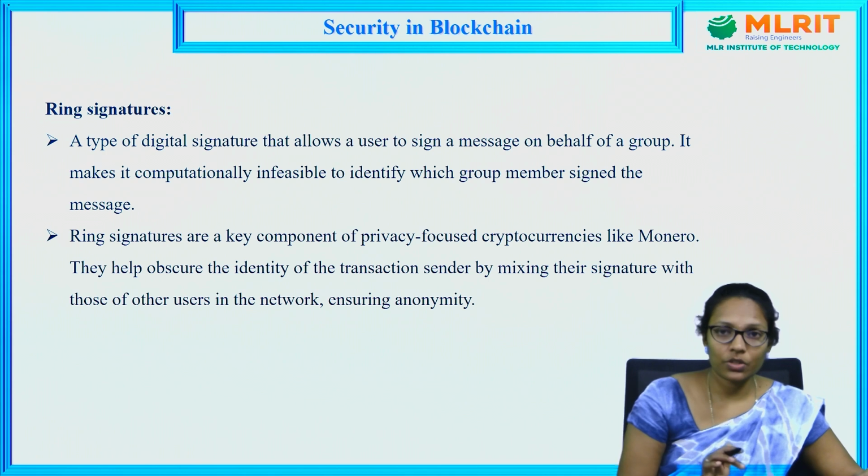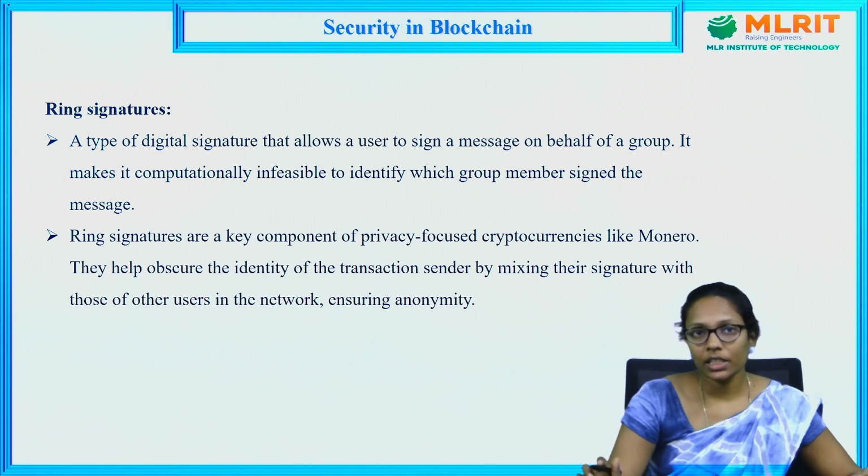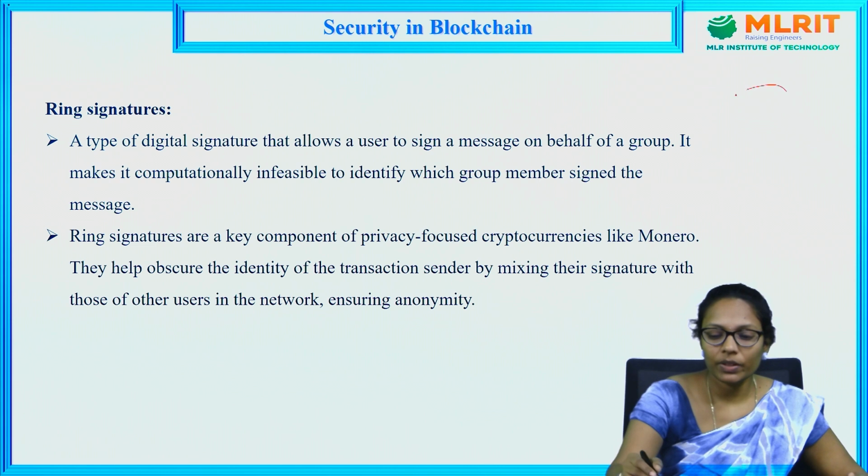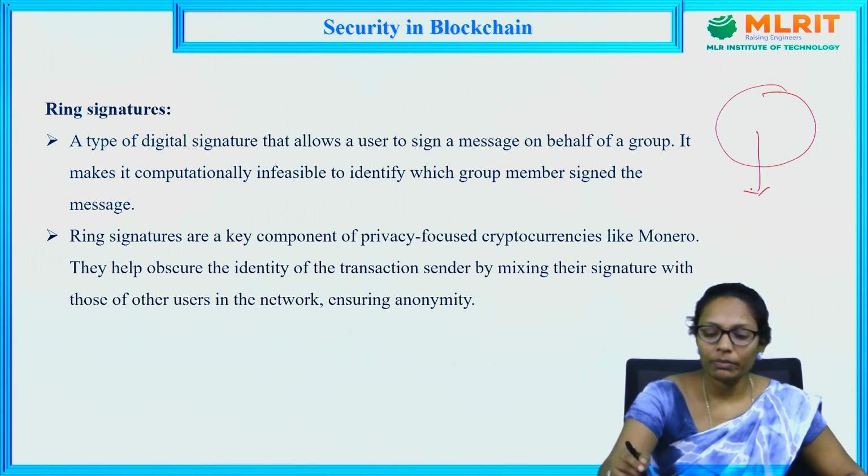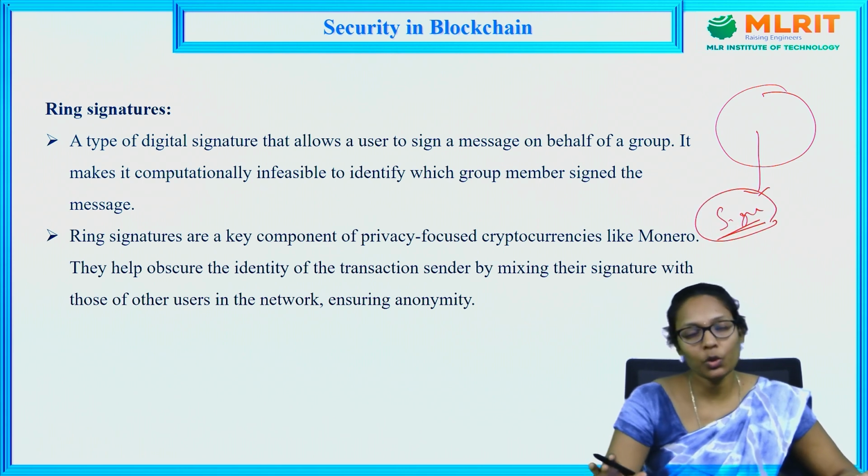So next is ring signature. Ring signature is another mechanism where we can preserve the privacy. In ring signature, we have a group of people. In the group of people, randomly one member will come and he will sign. And that sign they're going to consider as a group signature.